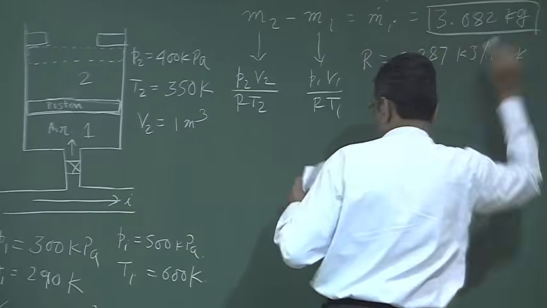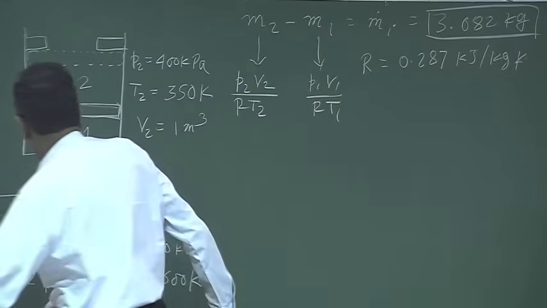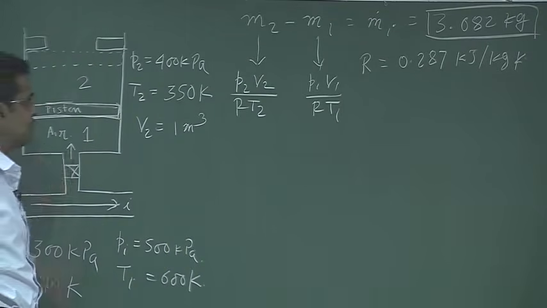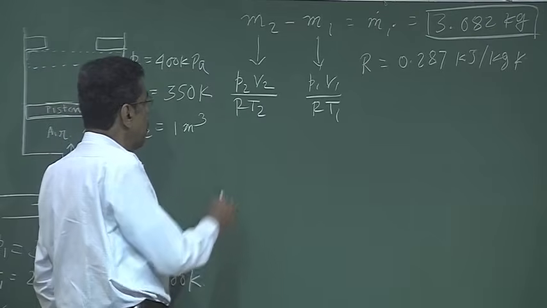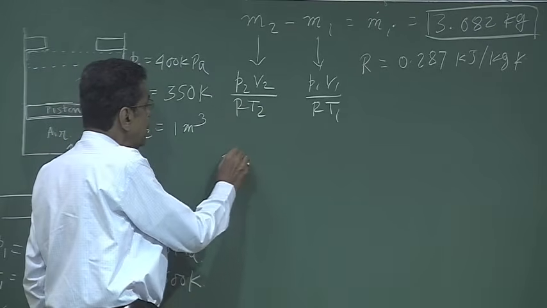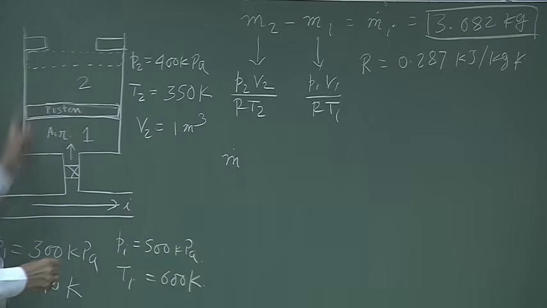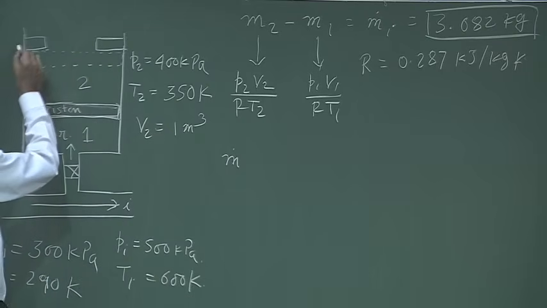3.082 kg. Now I write the energy equation for this finite process. The energy equation is also very simple: the change in the internal energy of the control volume. We have considered this as the control volume.